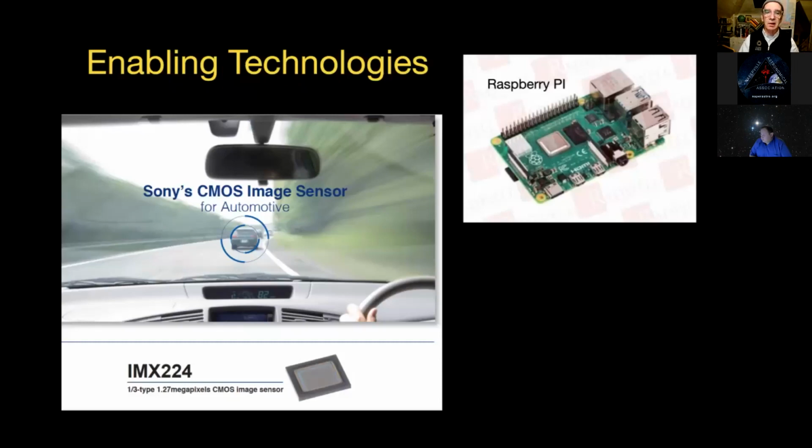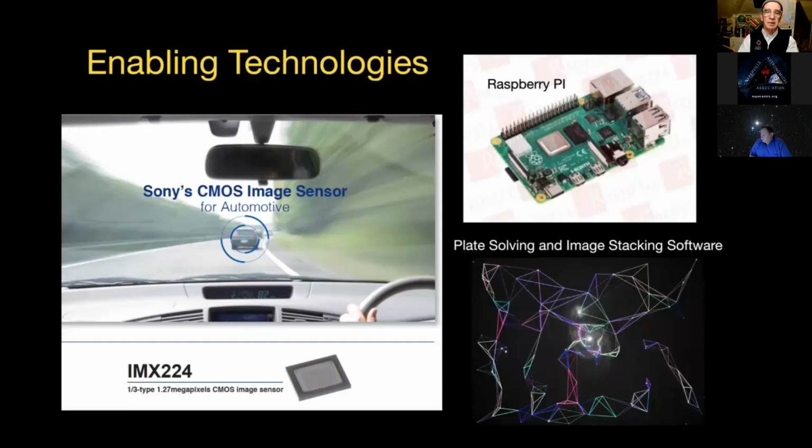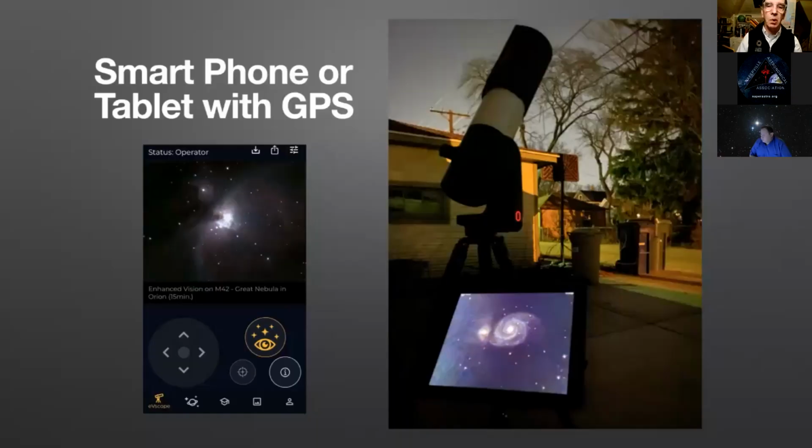And in my mind, another enabling technology is the software that does the plate solving, which is the term people use for having this thing find out where it's pointed at the sky and track the sky. That software, and also the image stacking and processing software on the Raspberry Pi, are all absolutely essential for making this thing work. So the eVscope requires a smartphone or a tablet, and you can control it with a tablet, like I've got my iPad to the right.